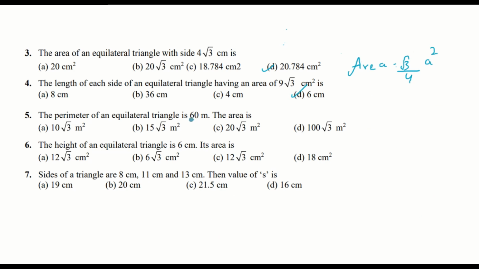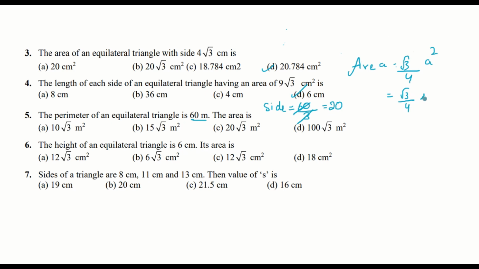Perimeter is given, so let's find out the side. Side is equal to perimeter divided by 3. As it is an equilateral triangle, take the perimeter and divide by 3 to know the side. So 60 divided by 3 is 20 centimeter. Side 20 centimeter. After knowing the side, we can substitute in this formula to find the area.